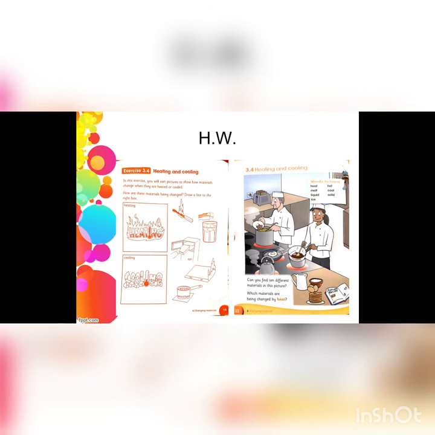And this is your learner's book page number 32. You can see different materials being changed. You will write any 5 of them in your notebook. You will draw them and you will write their names as well.